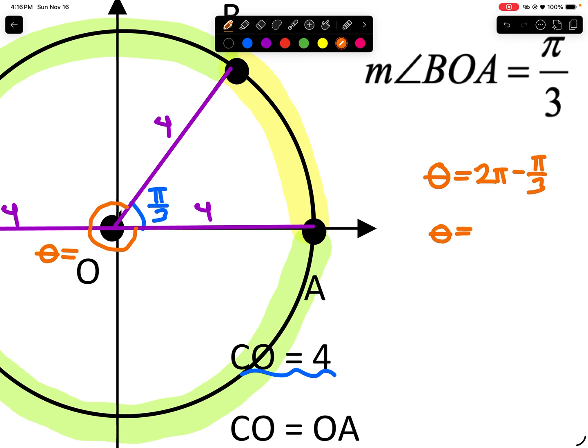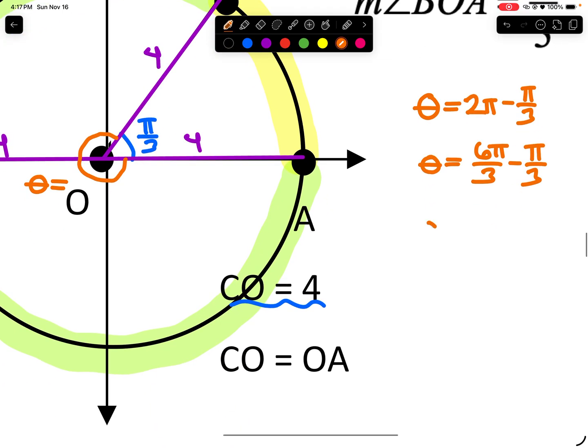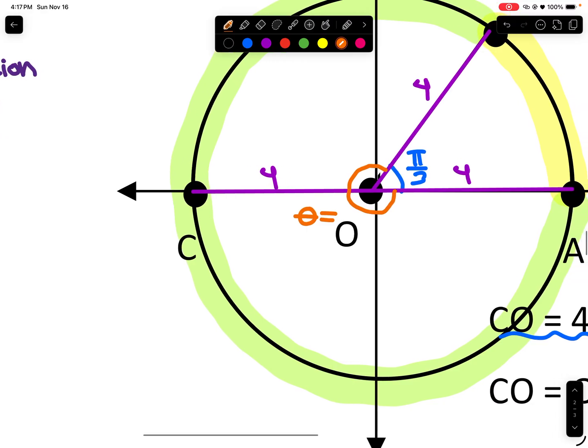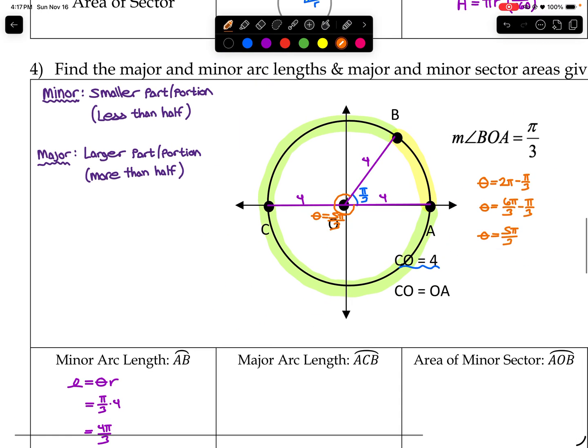So that theta value for the major arc and major sector, so we're going to have 2 pi minus, I need to get a common denominator. So I want 6 pi over 3 minus pi over 3, which is going to give us a central angle for the major arc length and major sector area. It's going to be 5 pi over 3. So over here, I'm going to include 5 pi over 3. And now I can find the major arc length.